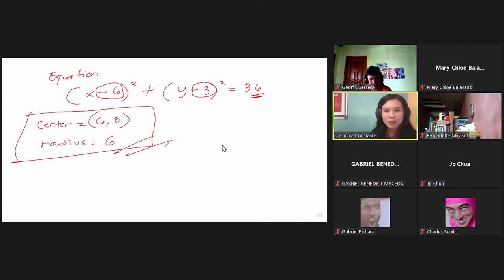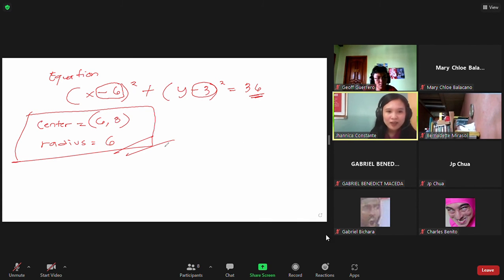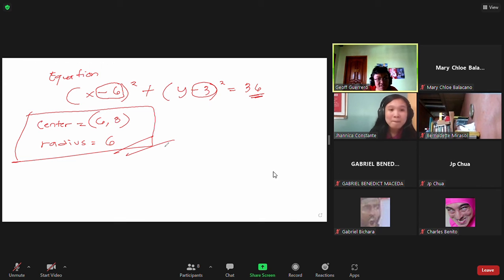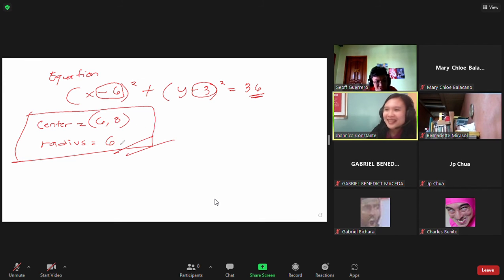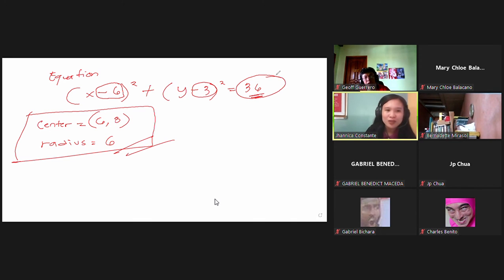Okay, that's how we find the center and the radius. How did we get 6? We get 6 by getting the square root of 36. Okay. So those are the questions that you're going to encounter in your exam on the equation of the circle. Okay?